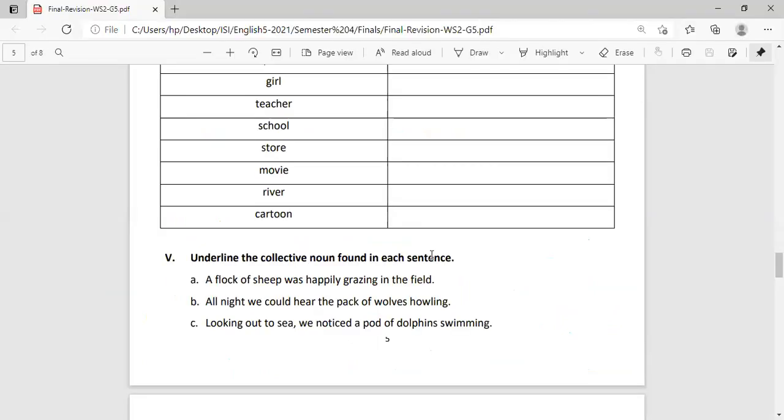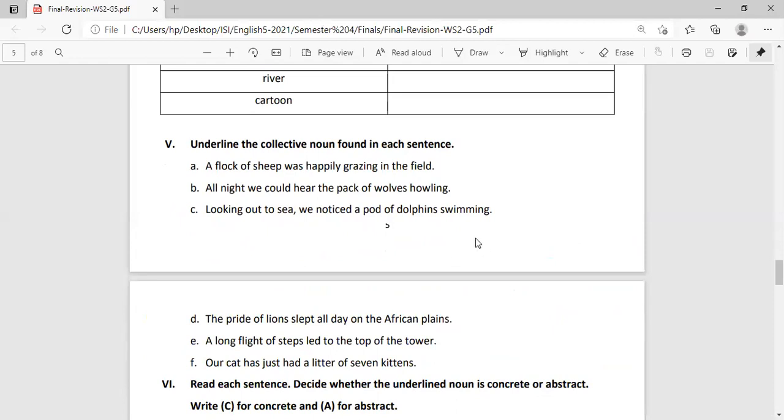Okay, let's go back to the worksheet and try to do number 5. Come on, Lamar, start. The question: underline the collective noun found in each sentence. Just A. A flock of sheep was happily grazing in the field. Flock. Sorry, underline, not search. Flock is a collective noun. It shows me that there is a group of sheep together.